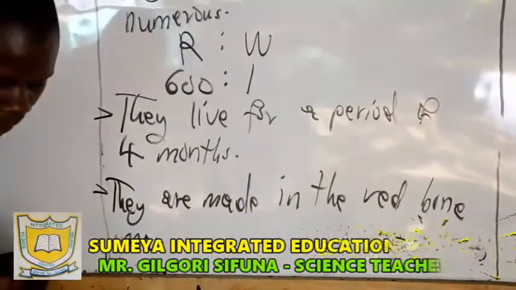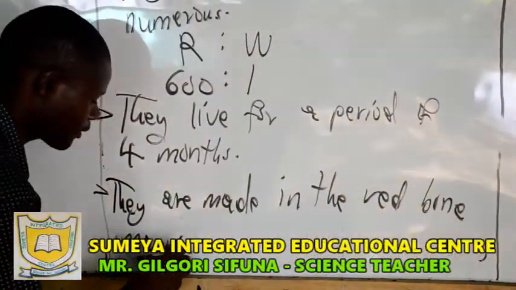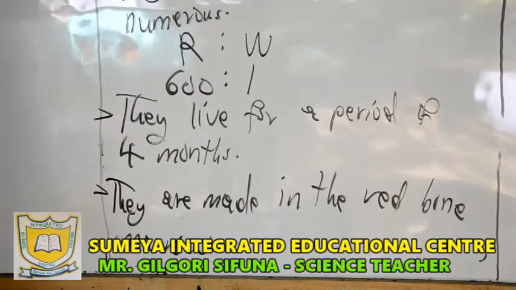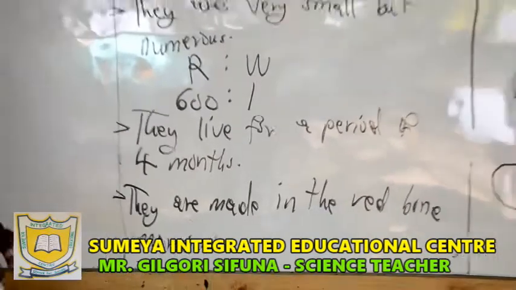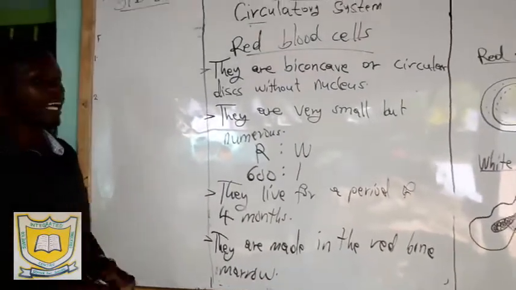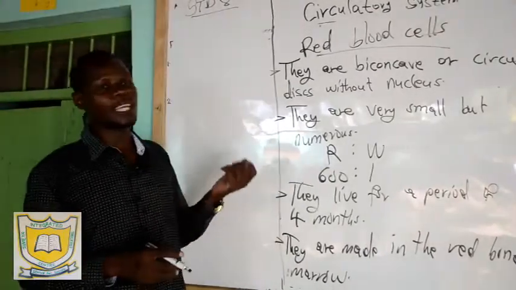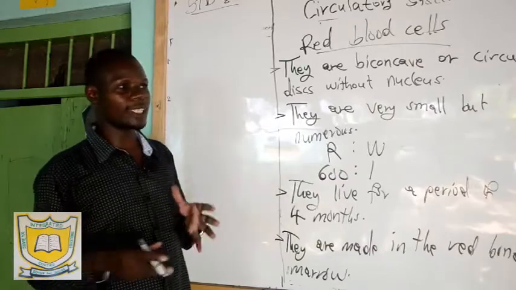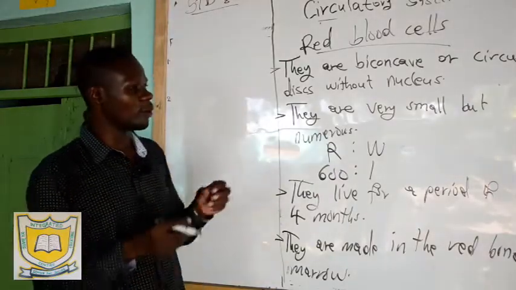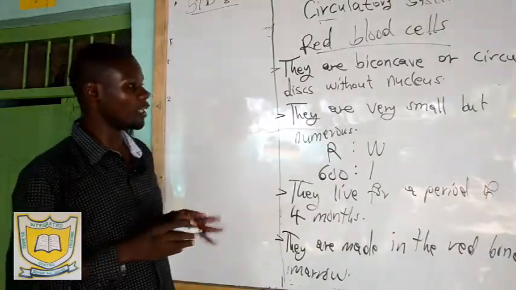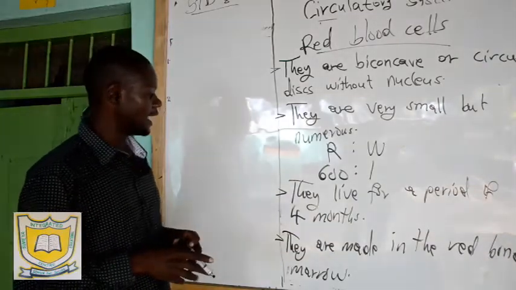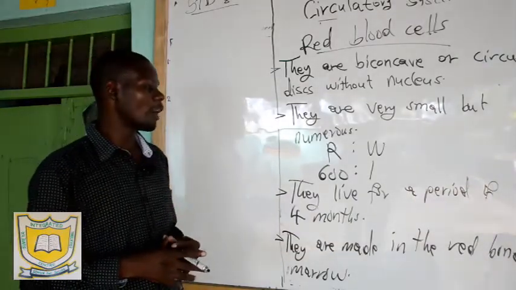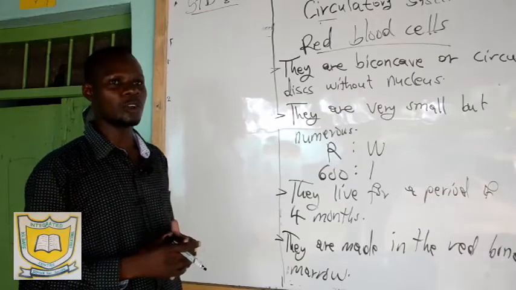You find that they are made in the red bone marrow. Now that is the description of red blood cells. I will say they are biconcave, or you can say they are circular discs but without a nucleus. In size, weight, and number, they are very small in size but very many in number compared to a white blood cell. And then they live for a period of 4 months only.